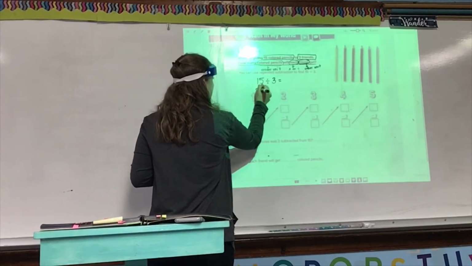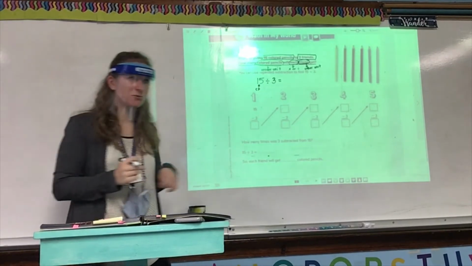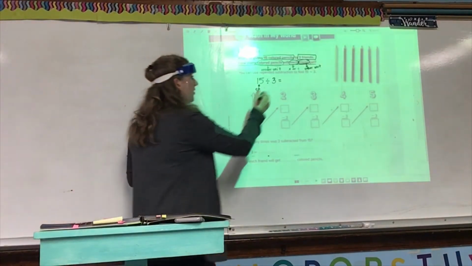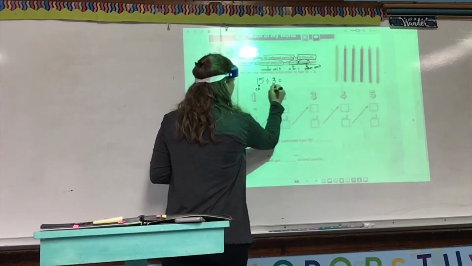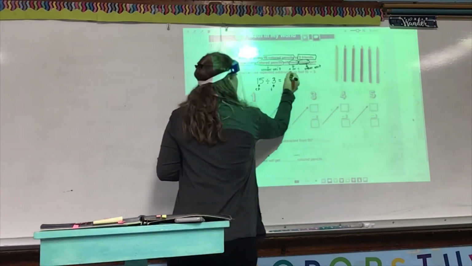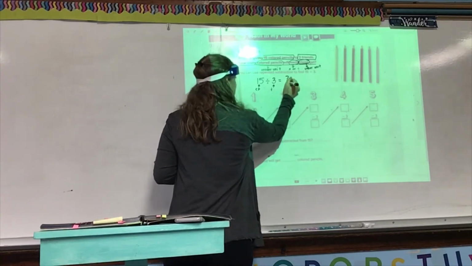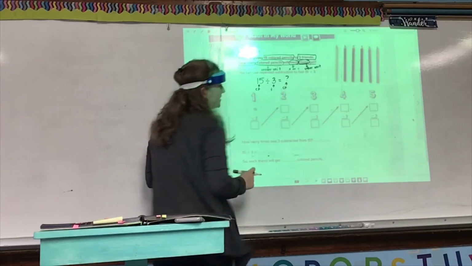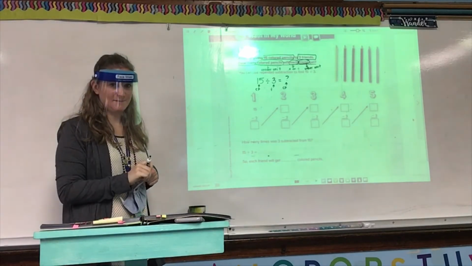15 is the number of colored pencils, CP for short because I can't fit the whole words. 3 is the number of friends. I'm just going to put an F. Our answer is going to be colored pencils that each friend gets.